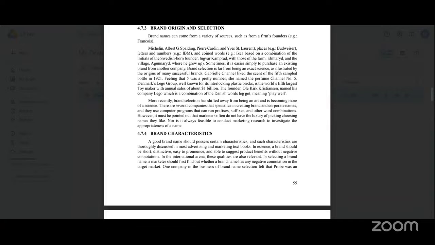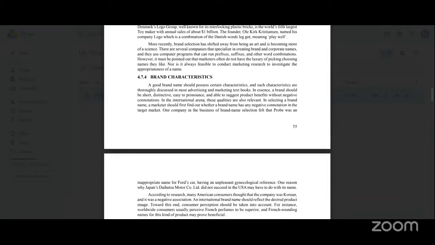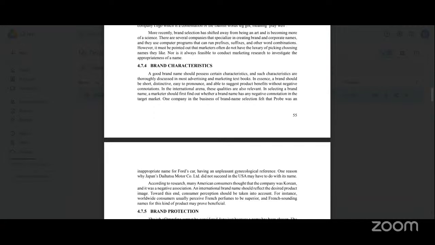So, more recently, brand selection has shifted away from being an art and it has become more of a science. There are several companies that specialize in creating brands and corporate names, and they use computer programs that can run prefixes, suffixes, and other word combinations. But at the end of the day, we have to understand that marketers do not have the luxury of picking and choosing names they like. Nor is it always feasible because it has to be more of a name that is not only accepted locally in a foreign market, but it is also well recognized and well recalled. So, brand characteristics. So, what are they?